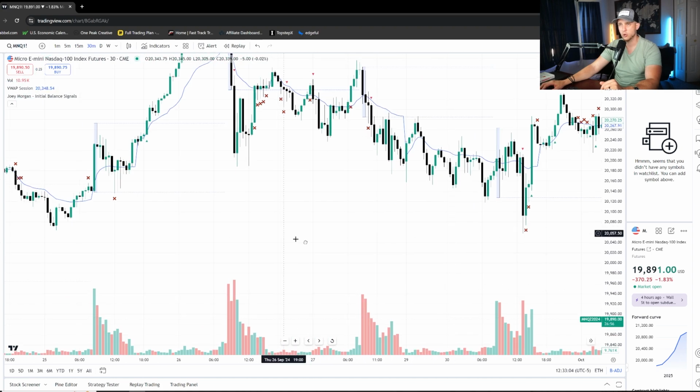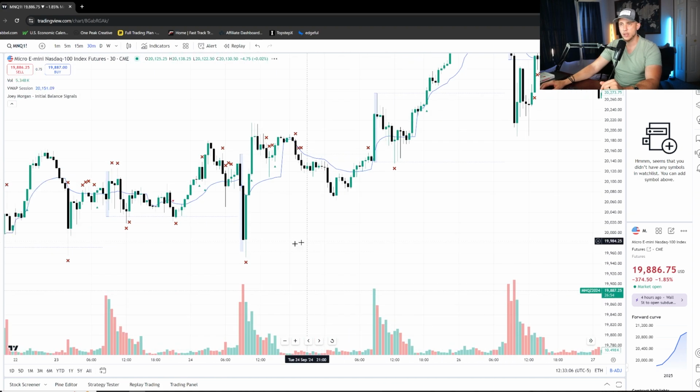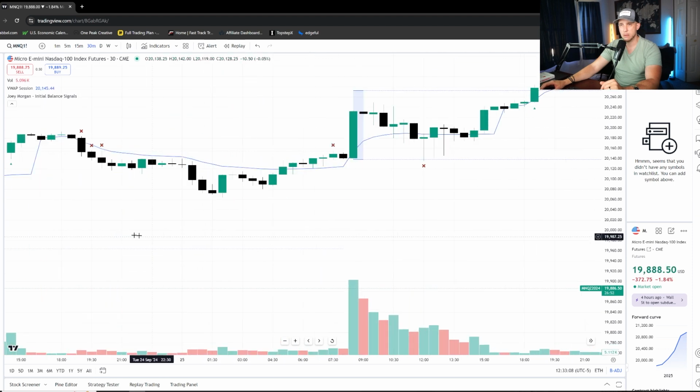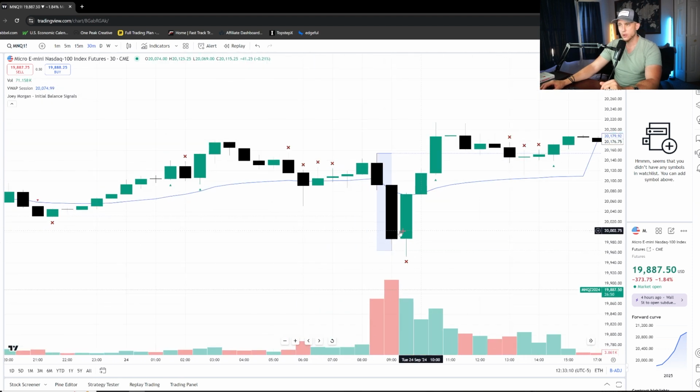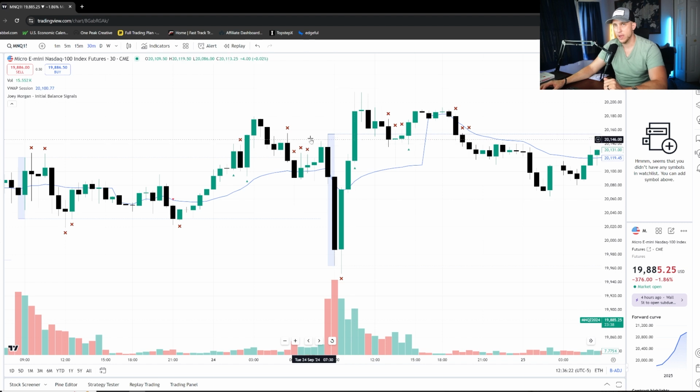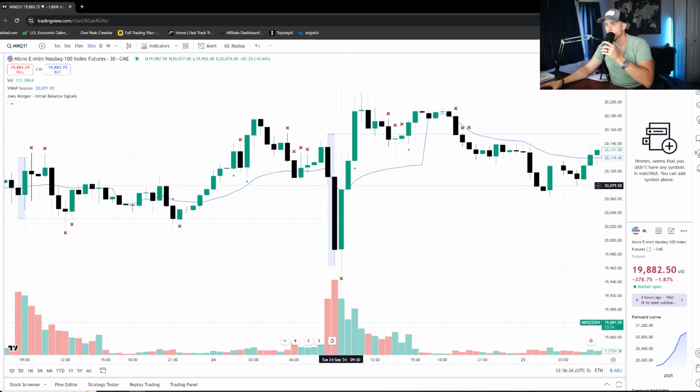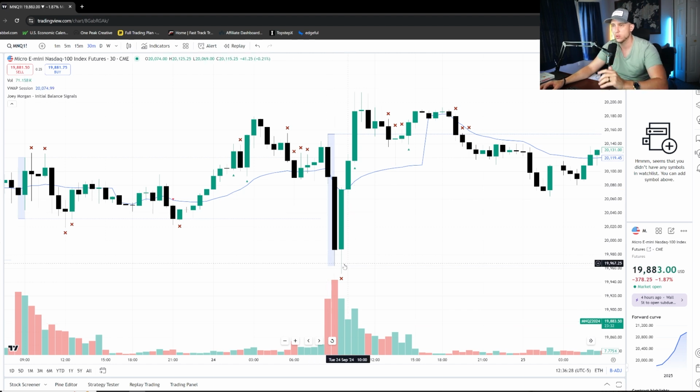But let's go back in time a little bit. Let's go back and take a look at what really happens here when you have a failure. All right, so looking at this example here, we have an initial balance high and initial balance low. This is on the 24th of September, right? So we have the initial balance set, and look what happens.